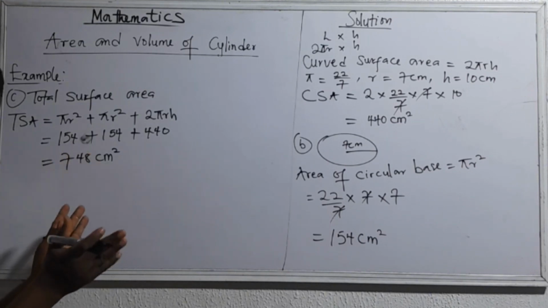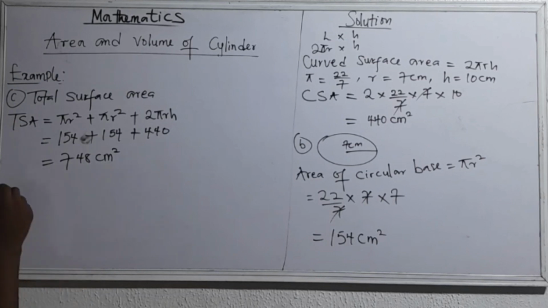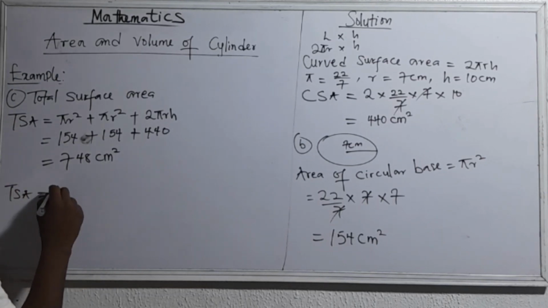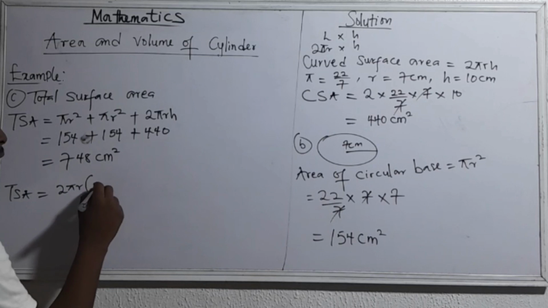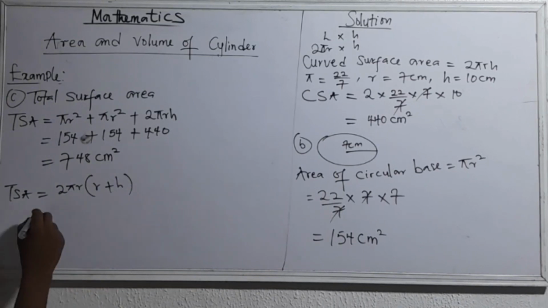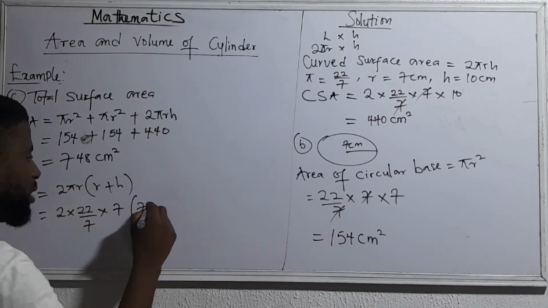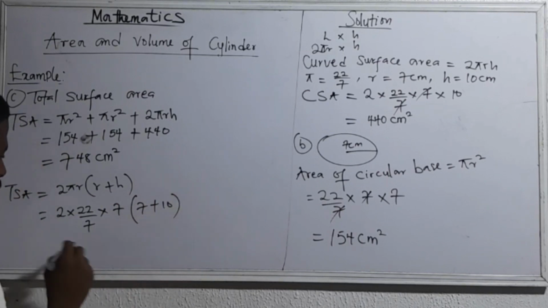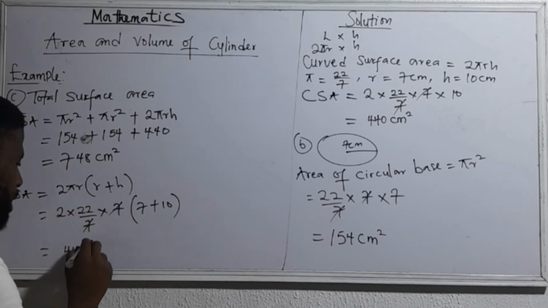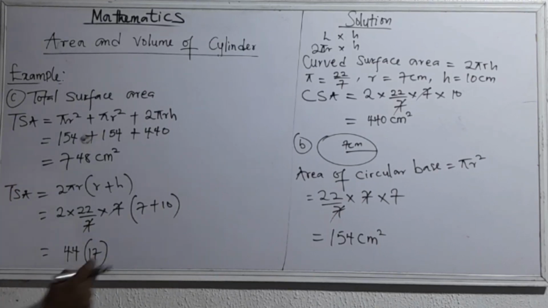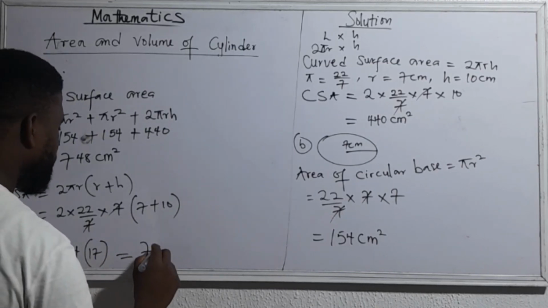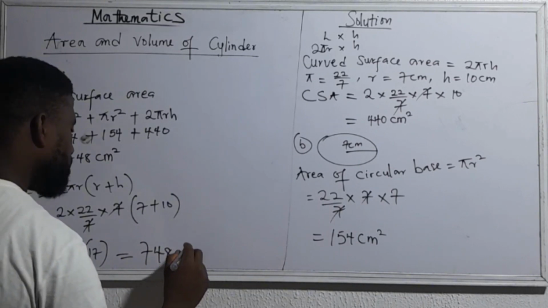Now, if we use the formula to find the total surface area of a cylinder, which is 2 pi r (r plus h), right? So that would give us 2 times pi, which is 22/7, times radius 7, and we have 7 plus 10. So 7 will rule out 7. 2 times 22 is 44. And then we have 7 plus 10 is 17. If you do this multiplication, we have 748 centimeter squared.